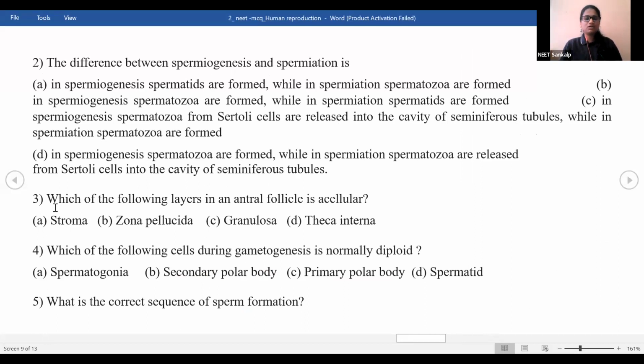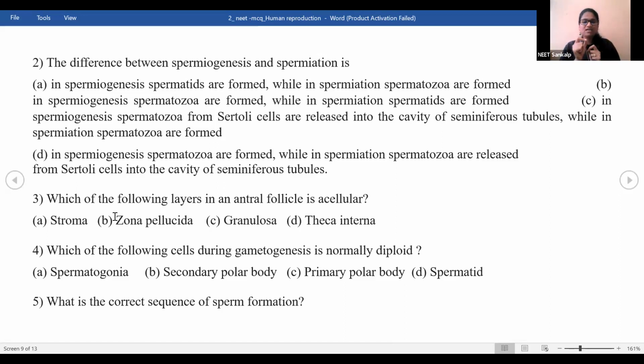Okay. So the third question is here. Which of the following layers in an antral follicle is acellular? Acellular means there are no cells inside that. That is nothing but a stroma of fluid. Next, the fourth one we already answered.